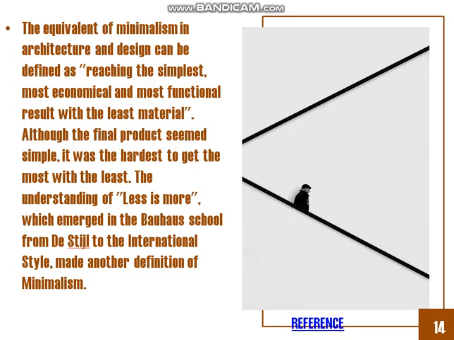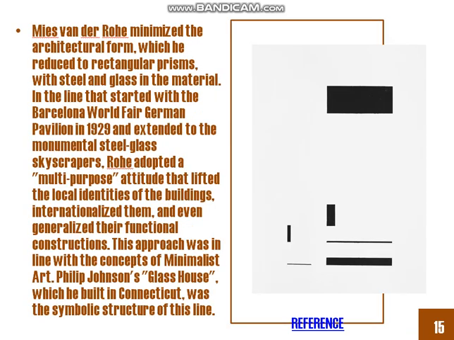The equivalent of minimalism in architectural design can be defined as reaching the simplest, most economical, most functional result with the least material. Although the final project seems simple, it was the hardest to get the most with the least. The understanding of less is more, which emerged in the Bauhaus school from De Stijl to the international style, made another definition of minimalism. Mies van der Rohe minimized the architectural form, which he reduced to a rectangular prism with steel and glass as the material.